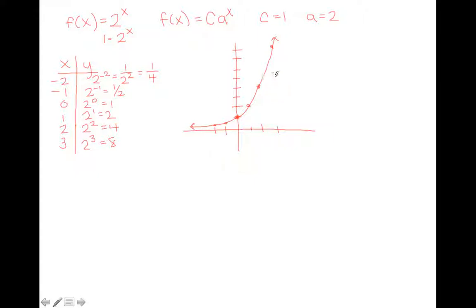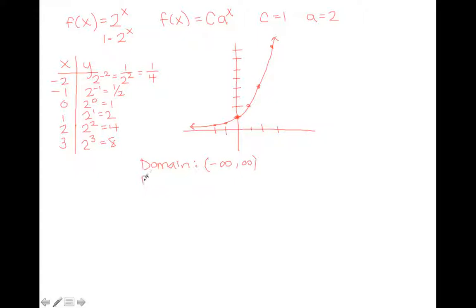All right, so now let's look at the properties of this graph. First, we'll look at the domain. Remember, domain means what x values am I allowed to have? And the answer here is everything. I can plug in any x value for that exponent. So from negative infinity to infinity is included in my domain.